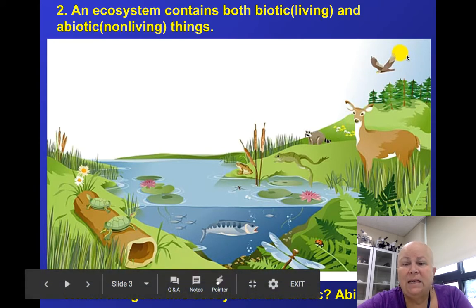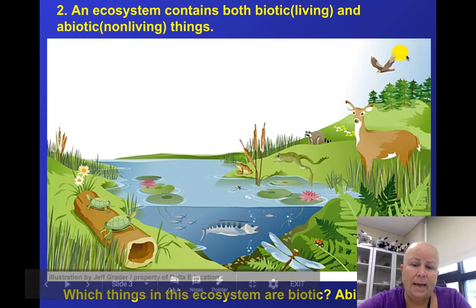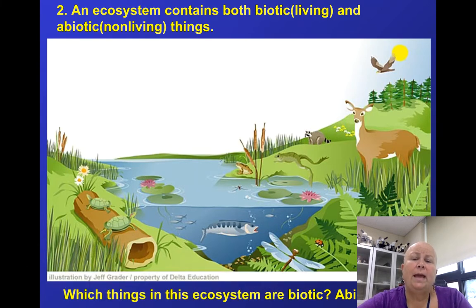And then we have sunlight. Sunlight's very important. We'll talk more about sunlight as an abiotic factor when we look at producers. And then the air, even the air around all of these living things, that abiotic factor is very important. You need the air around you to live as well.